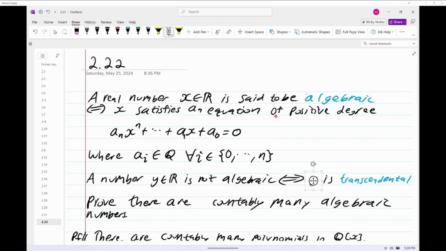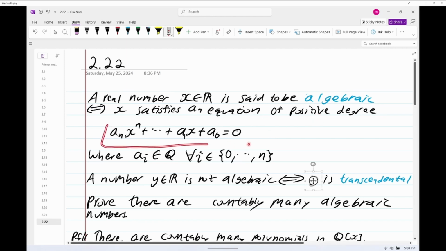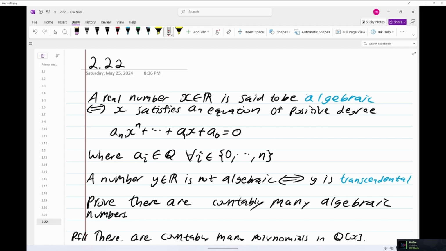So the algebraic numbers are precisely the numbers which satisfy some rational polynomial. A number y is not algebraic if and only if y is transcendental. So the definition of transcendental is not algebraic. Prove that there are countably many algebraic numbers. This looks awfully similar to that there are countably many rational polynomials, and that's exactly the strategy we're going to try. Let's see it.